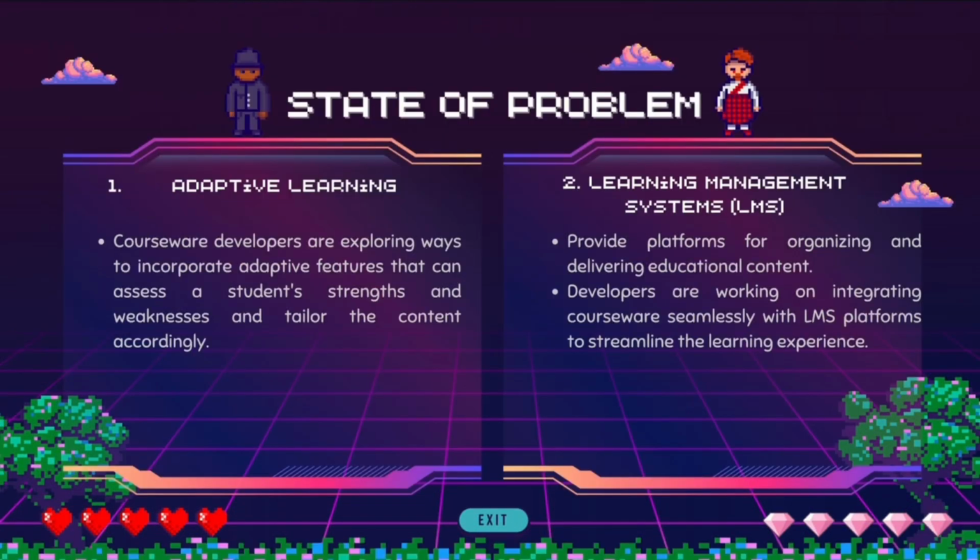I will talk about the statement of problems. Here, we will discuss why lecturers and students need to use ICT in their daily life. First, adaptive learning. As we know, adaptive learning refers to the use of technology to personalize the learning experience for individual students. Courseware developers are exploring ways to incorporate adaptive features that can assess a student's strengths and weaknesses and tailor the content accordingly.